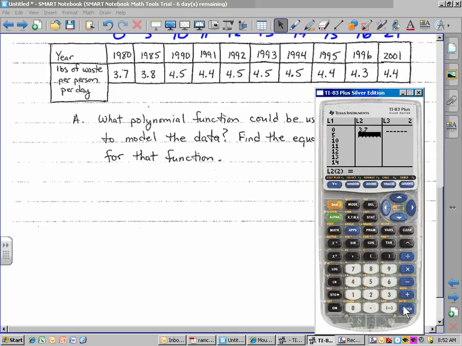3.7, 3.8, 4.5, 4.4, 4.5, 4.5, 4.4, 4.3, and 4.4.